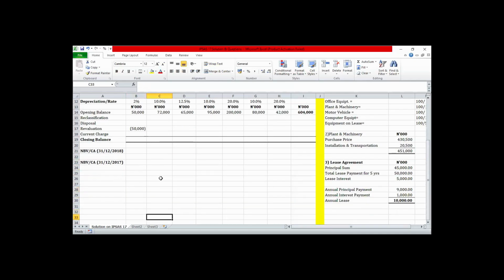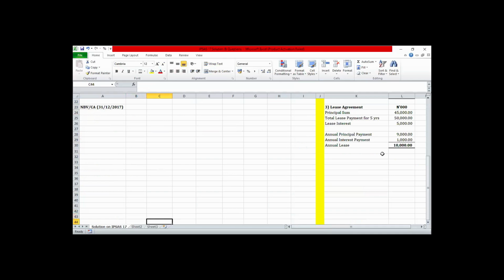We now need to work back. Let's see how we are going to work back. Are you all with me? Working note 4. We call it the statement of profit or loss on disposal.